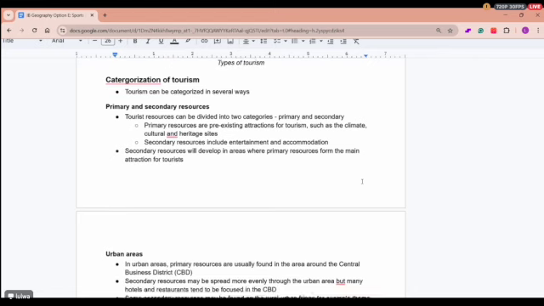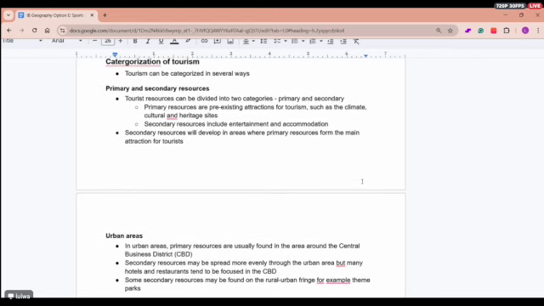So tourist resources can be divided into two categories. Primary resources are pre-existing attractions for tourism, such as the climate, cultural, and heritage sites. And secondary resources include entertainment and accommodation. So what that means is, for example, let's look at Rio de Janeiro. Rio de Janeiro has a beautiful beach, and it has a really nice heat. So that in itself is primary tourism. However, when a resort is built over there and then you have tourist attractions there, or you have tourism services there that will bring you from your hotel to the beach, that is called secondary tourism.